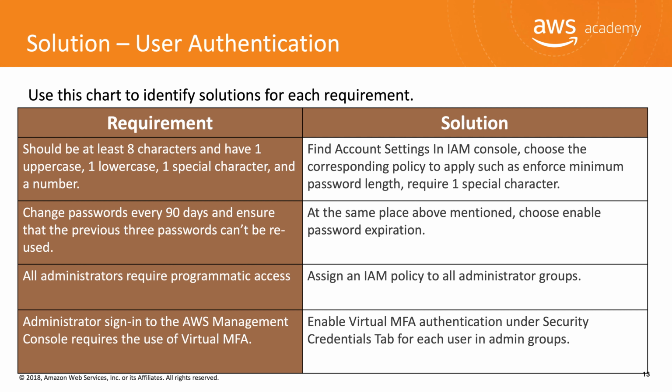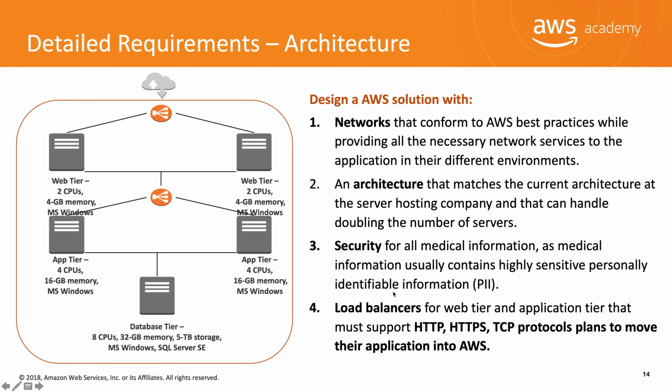Let's continue. The second part is the detailed requirements architecture. So we need to design an AWS solution with networks that conform to AWS best practices and provide the necessary network services. And also the architecture that matches the current architecture at the server hosting company. Also, we need to ensure security and apply load balancers to balance the traffic.